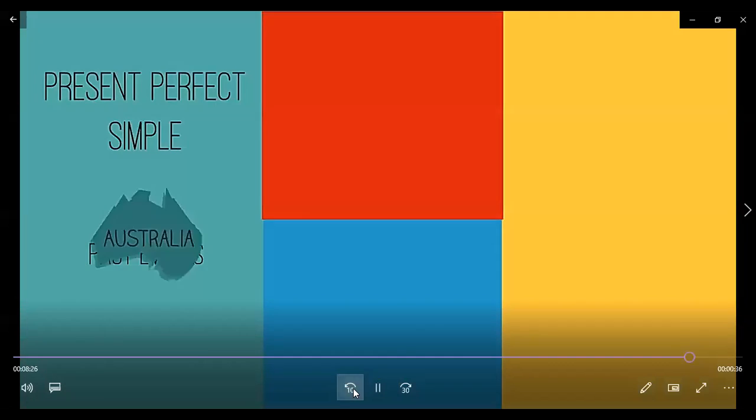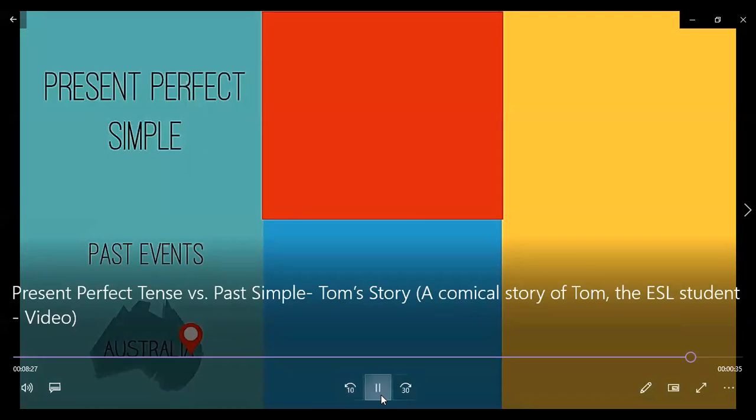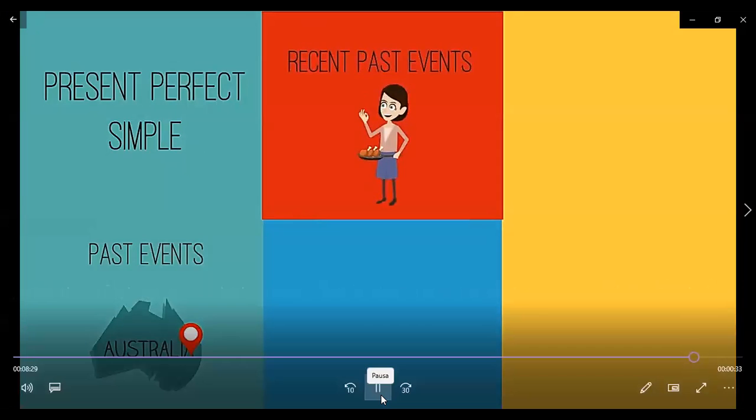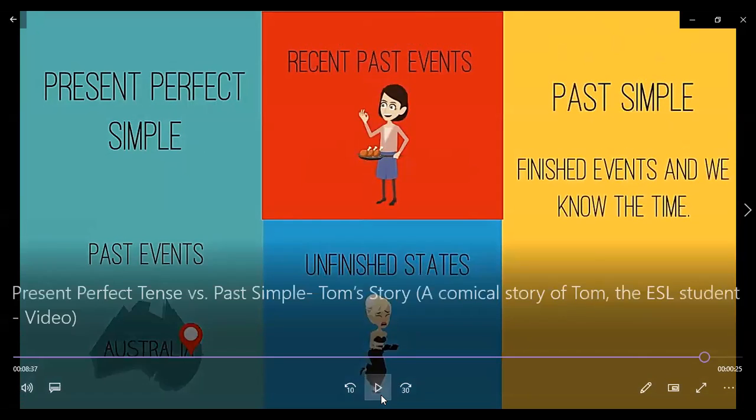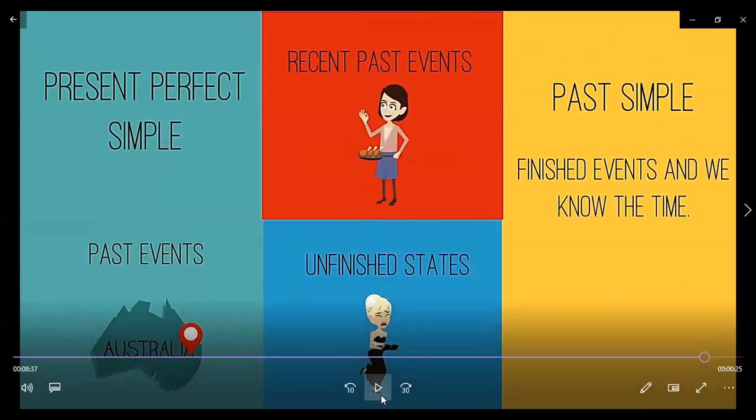Okay, so if you enjoyed our video on recent past events, if you paid attention, it says that we use the present perfect simple with past events, recent past events, and unfinished states, and we use the simple past for finished events where we know the time.